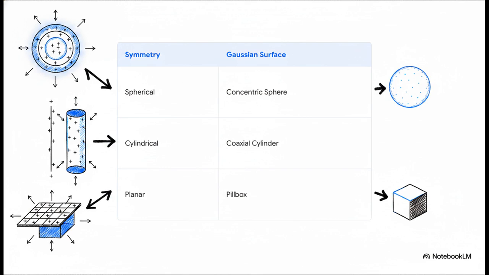Got a point charge or spherical distribution? Just use a concentric sphere. Dealing with an infinite line charge? Wrap that in a coaxial cylinder. Working with an infinite plane sheet? A cylindrical or cuboid pillbox is your go-to. Match the symmetry correctly and the math just simplifies beautifully.